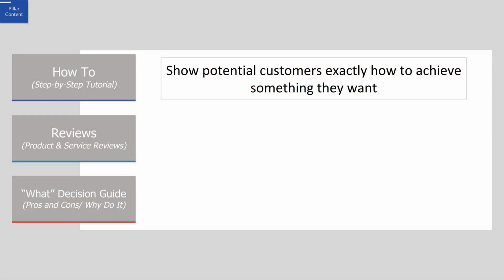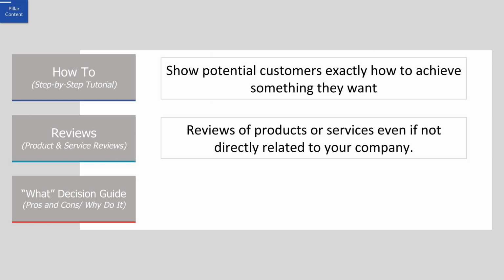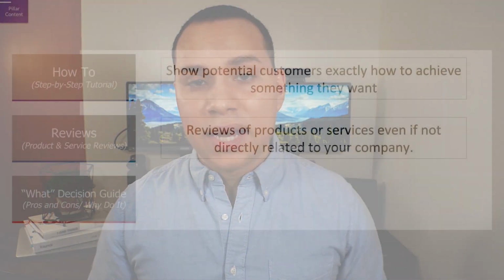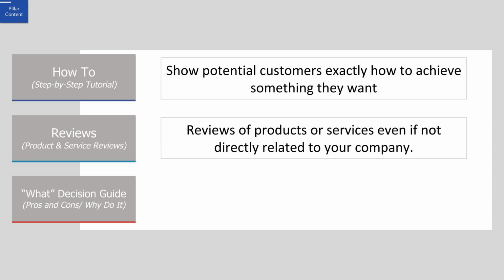The second one is reviews of products or services that are not directly related to your product or service. So it's very important it doesn't come across like you're just reviewing a competitor, right? But you do want to be valuable in helping your ideal customer make a decision on which product or service they should buy. Now, this third one is also helping them make a decision.